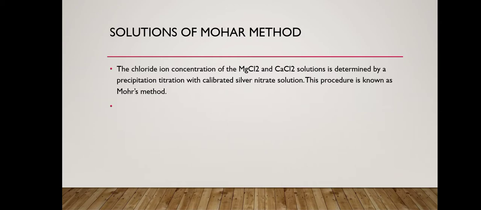Solutions of Mohr method. The chloride ion concentrations of the MgCl2 and CaCl2 solutions are determined by a precipitation titration with calibrated silver nitrate solution. This procedure is known as the Mohr method.